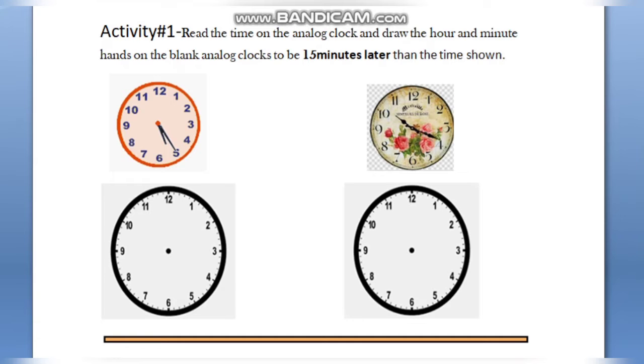Okay, activity 1, we have to read the time on the analog clock and draw the hour and minute hands on the blank analog clocks to be 15 minutes later than the time shown. So you basically have to figure out what time it is and then draw the time 15 minutes later. So let's look at an example.